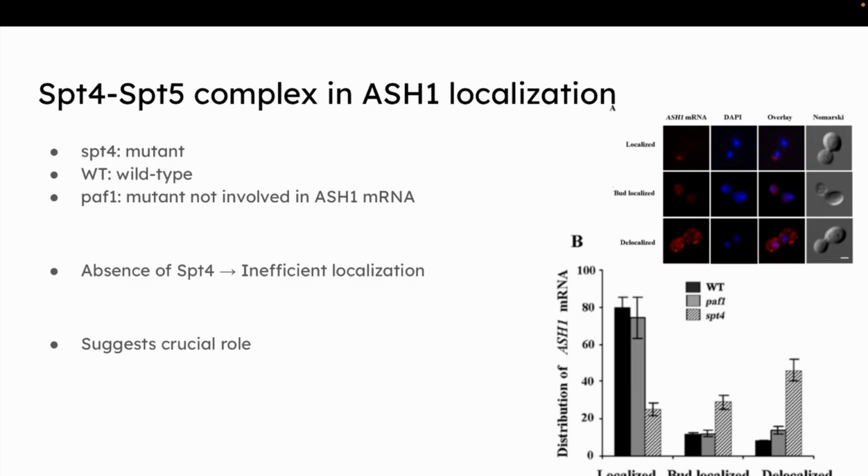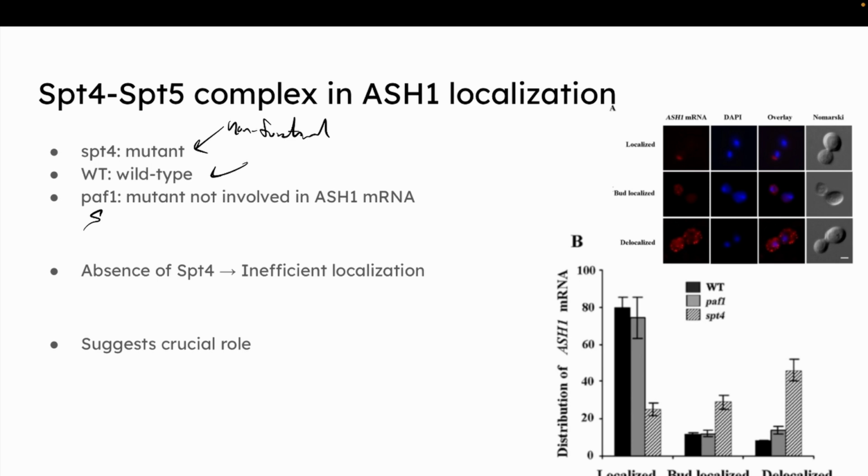So what they did is they had an SPT4 mutant, right? So this was non-functional. So wouldn't be able to form that SPT4-SPT5 complex. They also just had the wild type. And then they had a PAF1 mutant, which was not involved with ASH1 mRNA at all. So this is our negative control, right? And so they saw that in the absence of SPT4, there was inefficient localization.